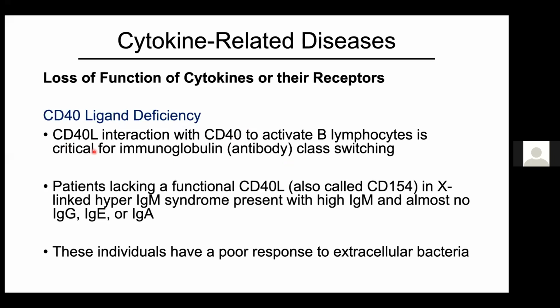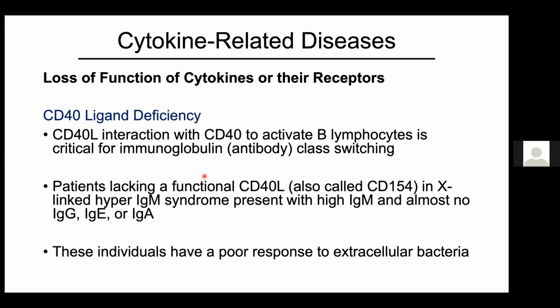So this is usually expressed on T cells. If you have a B cell presenting antigen to a T cell, the first molecule will be the MHC on the B cell interacting with the T cell receptor. The costimulatory molecule will be the CD40 ligand interacting with CD40. And this second molecule is what is important for class switching of your B cells from IgM production to either IgA or IgG or IgE.